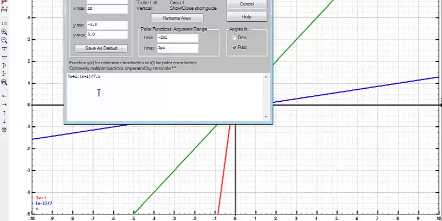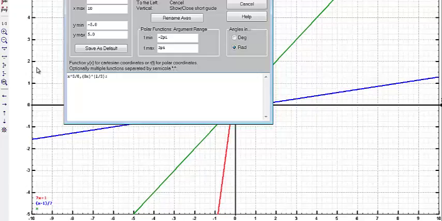So now we'll plot them. f of x is x cubed divided by 8. g of x is the cube root of 8x. So you take 8x raised to the 1/3 power. That's how you make a cube root using fractional exponents.